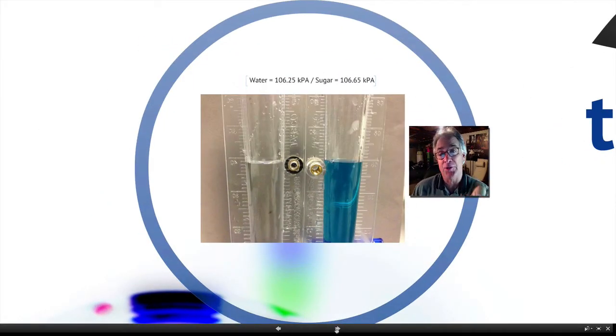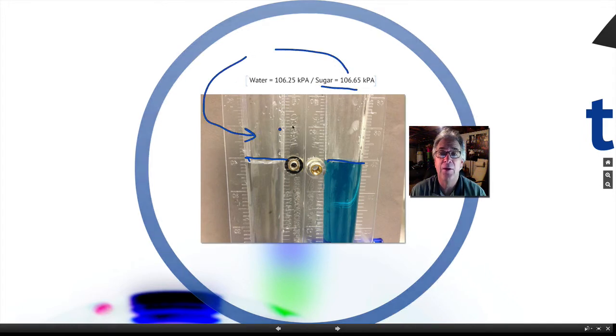Now, the other thing that we measured is also the pressure. And the pressure is really important because that will tell us where everything stands at this particular point in time. Now, if we look at this, we can see that still at 40 mLs, 40 mLs. The pressure is slightly different. On the sugar side, which is actually over here, we have 106.6 kilopascals, and over here we have 106.25 kilopascals. So that's what it starts with. Those are our initial readings.